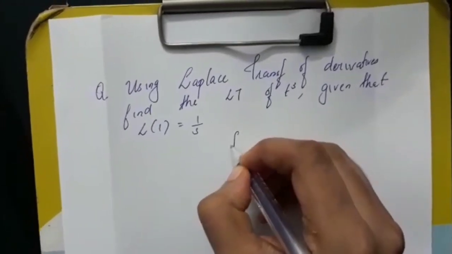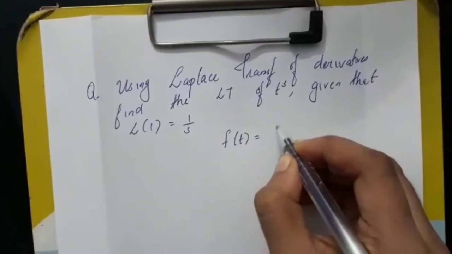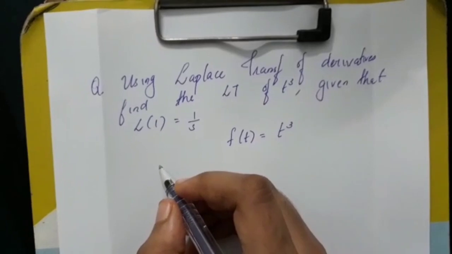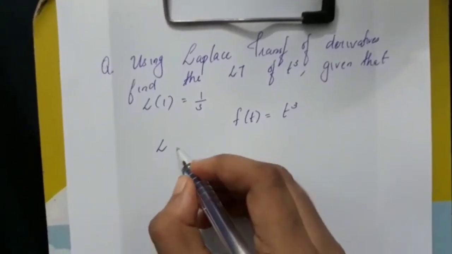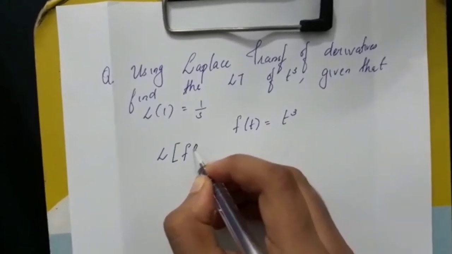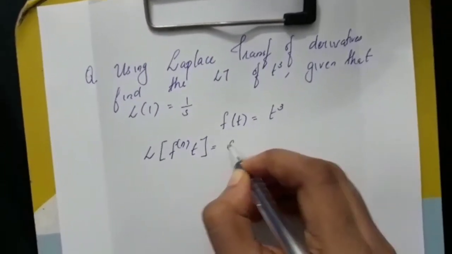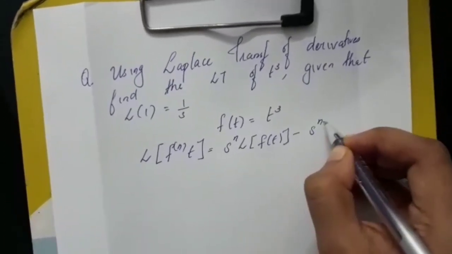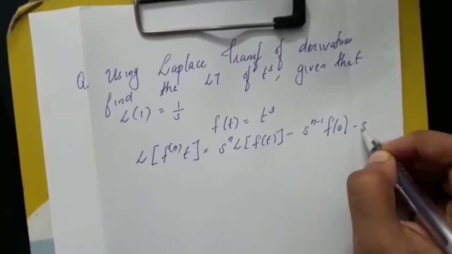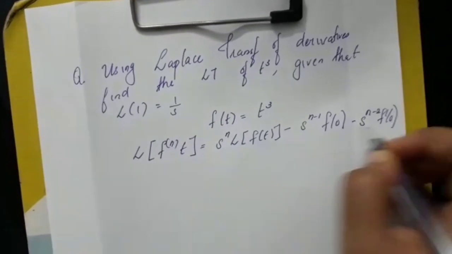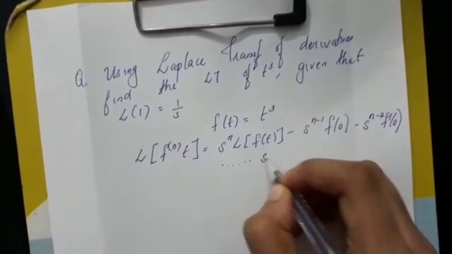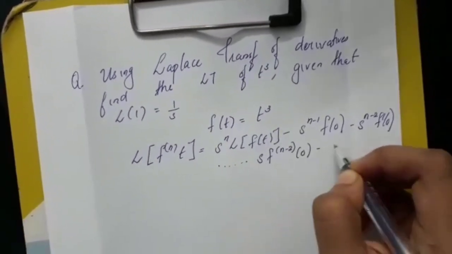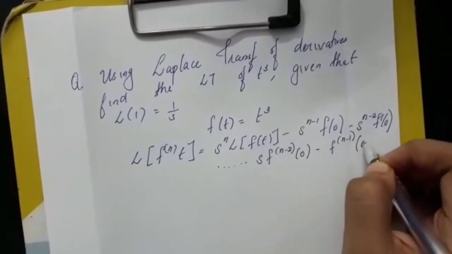So first of all, write f of t is equal to t cube and write the property that is a property of derivatives, that is L of nth derivative of f of t is equal to s raised to n L of f of t minus s raised to n minus 1 f of 0 minus s raised to n minus 2 f dash of 0 up to s into n minus 2th derivative of f of 0 minus n minus 1th derivative of f of 0.